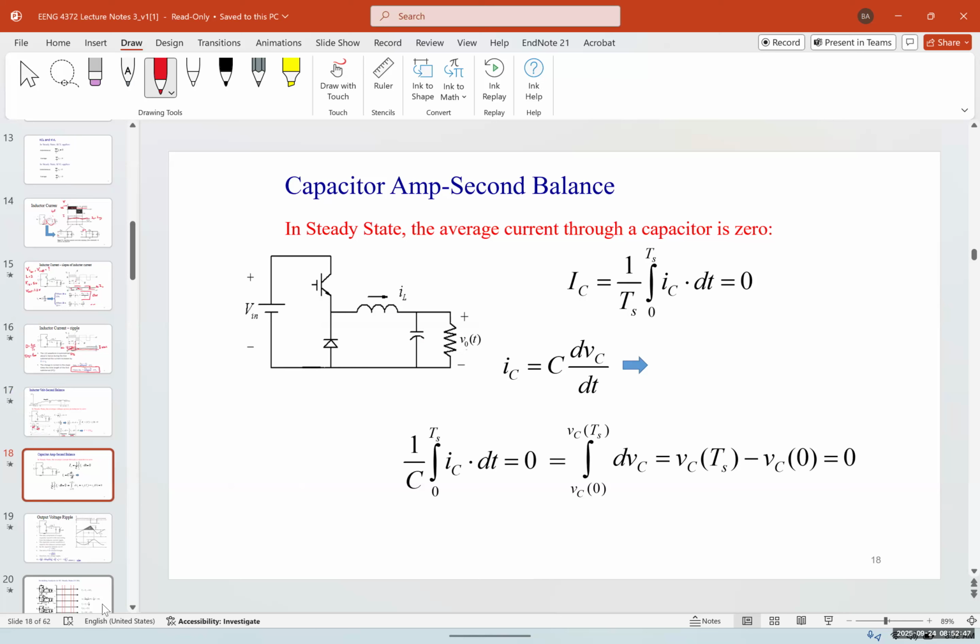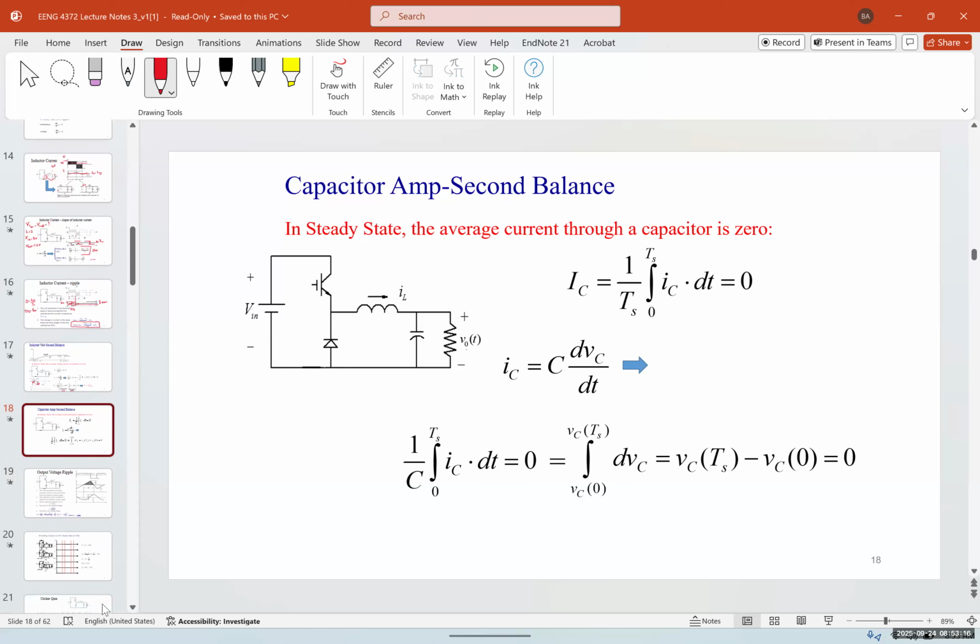The capacitor amp-second balance, again, is the same thing. A capacitor is for charging and storing voltage. The average current for a capacitor is going to be equal to 0. So IC is 1 over Ts, the integral from 0 to Ts of IC dt, which is 0. We also know that IC is C dVc over dt, which is again going to be equal to 0. The same thing: VC(Ts) minus VC(0) is going to be equal to 0.